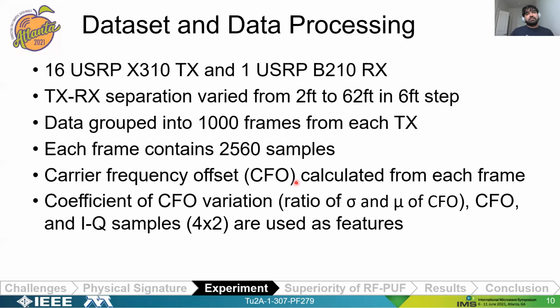Carrier frequency offset is calculated from each frame, and the coefficient of carrier frequency offset variation, or COV, which is basically the ratio of standard deviation and mean of carrier frequency offset, a statistical parameter. Then carrier frequency offset and IQ samples in 4 quadrants are used as features. So in combination, there are a total of 10 features.